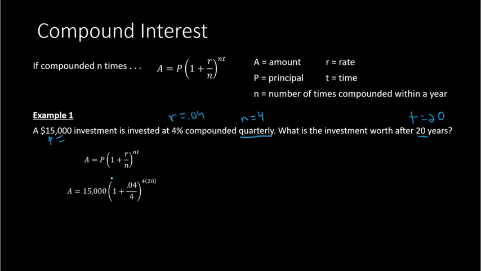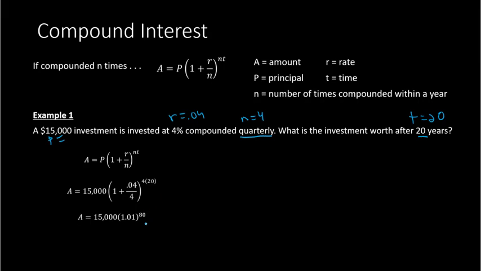So you plug all that into this equation. So we now have 15,000 times 1 plus r, 0.04, divided by n, 4, raised to the n times t, or 4 times 20 power. So you're definitely going to want a calculator on this. All right, so here in the parentheses, 0.04 divided by 4 is 0.01. So you have 1 plus 0.01, or 1.01. 4 times 20 is 80, so your exponent is 80.